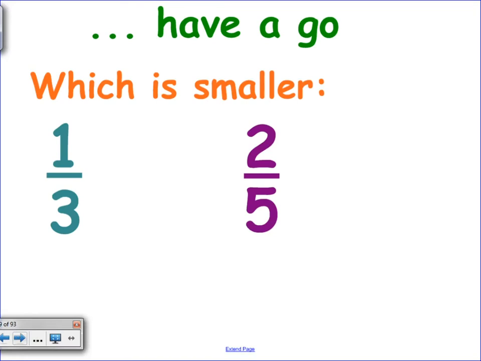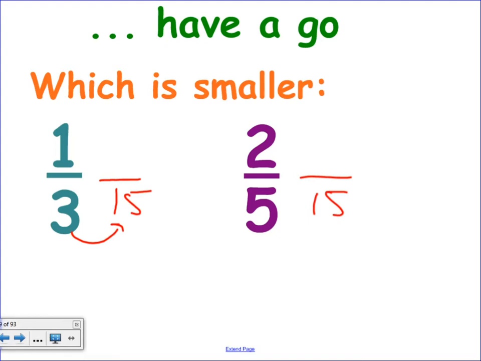So have a go yourselves. Which is smaller, 1/3 or 2/5? So let's have a look then. I've got 1/3 and 2/5. So what is a common denominator? What number could I blend together? 15, good. So if I put 15 as my common denominator, because I multiplied my 3 by my 5, just ask yourself, what did I do to get from 3 to 15?